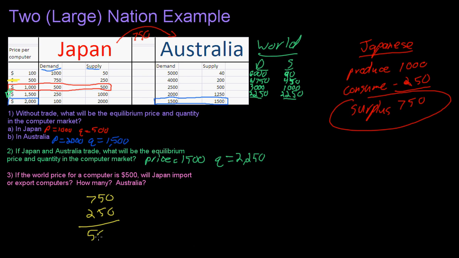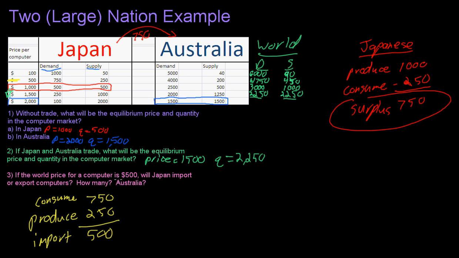And since Japan is consuming or demanding 750 computers, and they're only producing or supplying 250 computers, it's easy to see that they're going to import 500 computers because they're consuming more than they make domestically.